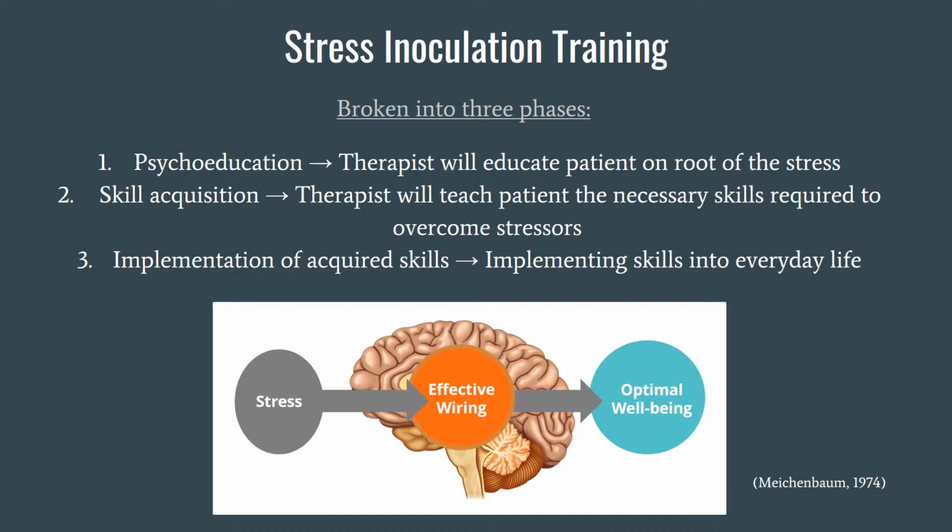The second phase is skill acquisition. In this phase, the therapist will teach the patient the necessary skills required to overcome the stressors. These skills must be individualized and specific to the patient's scenario. This stage could also involve breathing techniques, emotional regulation, and problem solving. It is important for the patient to rehearse these skills with the therapist to ensure that they are doing them correctly. The third stage is implementation of acquired skills into everyday life.